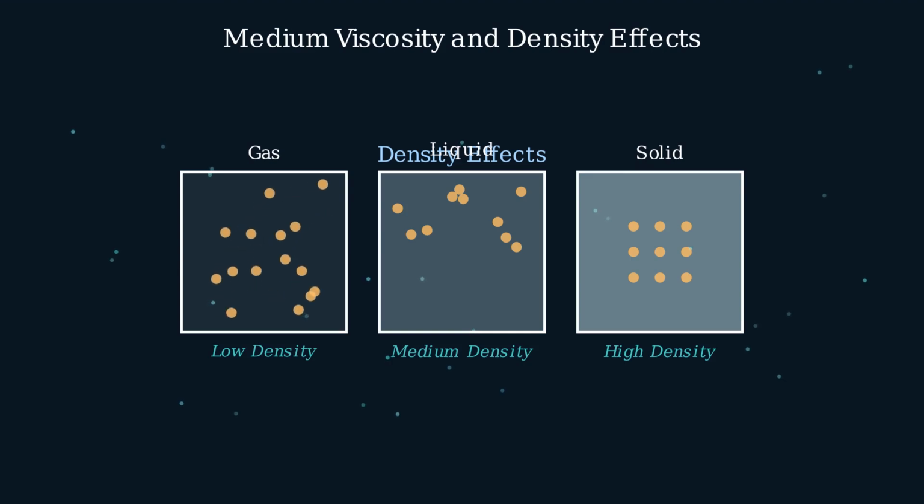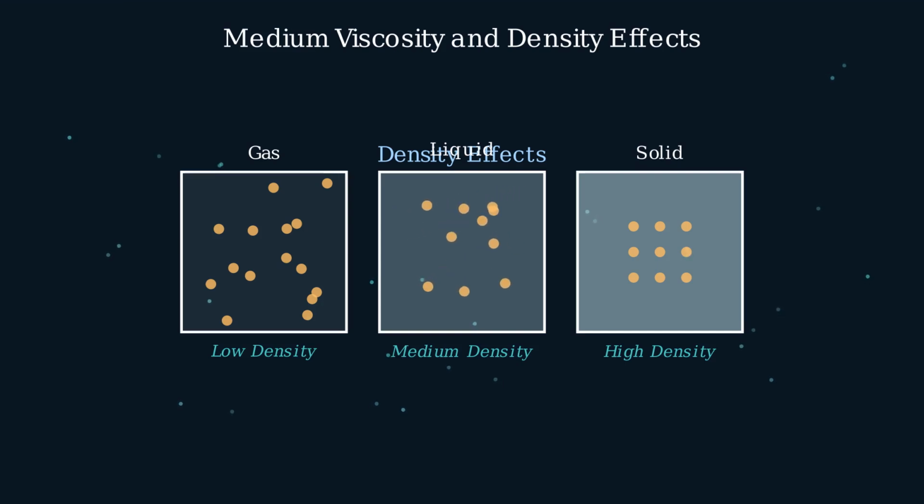In gases, particles are widely spaced and move rapidly in random directions, allowing for very fast diffusion. In liquids, particles are closer together, reducing their mobility and slowing diffusion. In solids, particles are tightly packed in fixed positions, allowing for very little movement, making diffusion extremely slow. This demonstrates another important principle. As density decreases, the rate of diffusion increases.